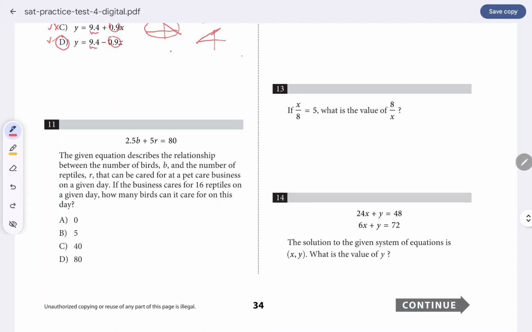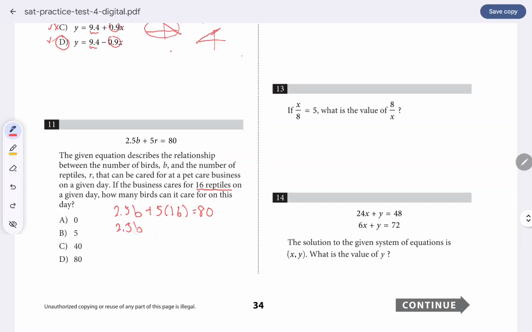Question 11 says, the given equation describes the relationship between the number of birds, B, and the number of reptiles, R, that can be cared for at a pet care business on a given day. If the business cares for 16 reptiles on a given day, how many birds can it care for on this day? So here what we're going to do is take our original equation, 2.5b plus 5R, and here we know what R is because R is 16. 16 reptiles. 5 times 16 equals 80.